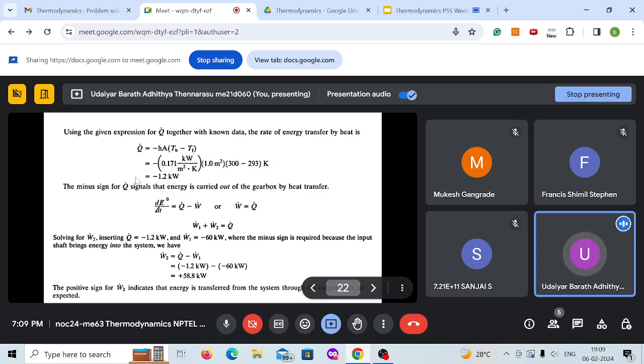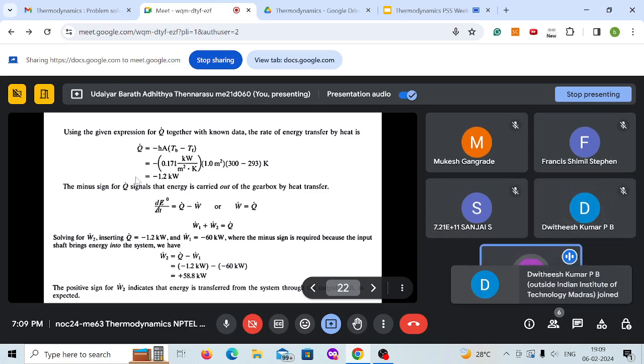This is negative because heat is transferred out. If it is coming in, it will be positive. Work coming in is negative. Heat coming in is positive. So it will be the other way around. So here Q is negative. So it's heat transferred out, minus 1.2 kilowatts.